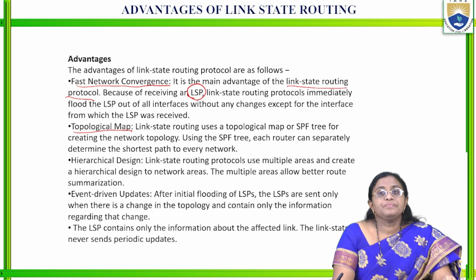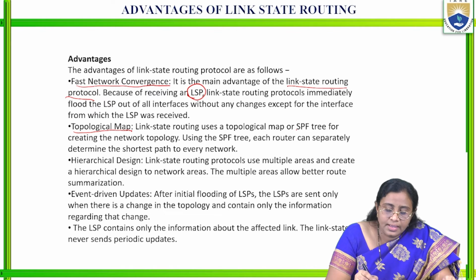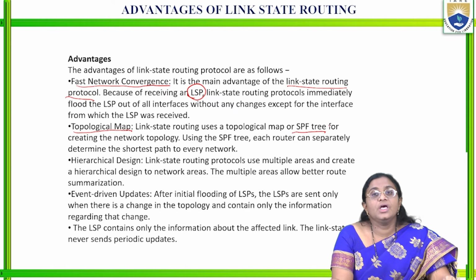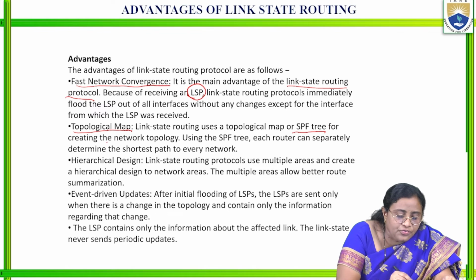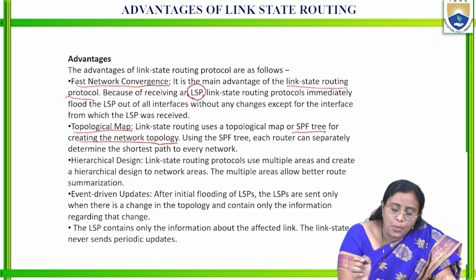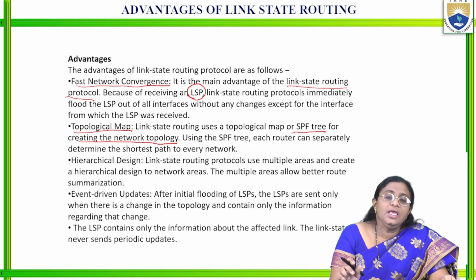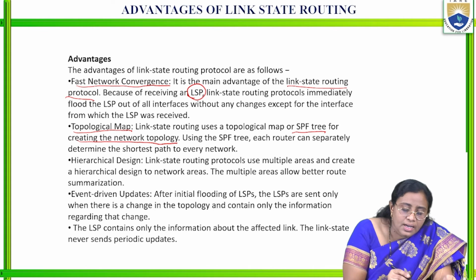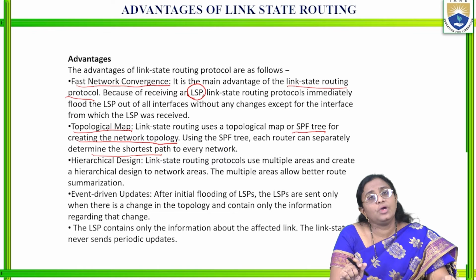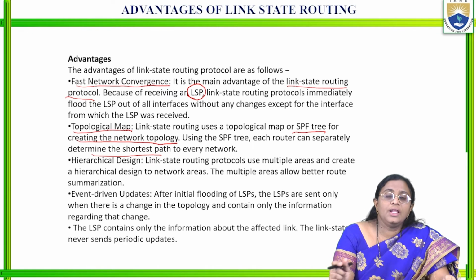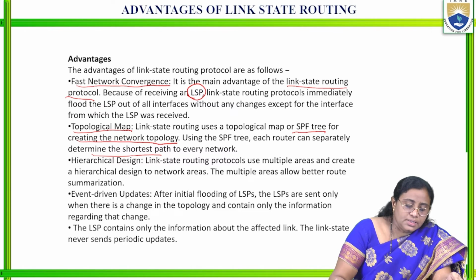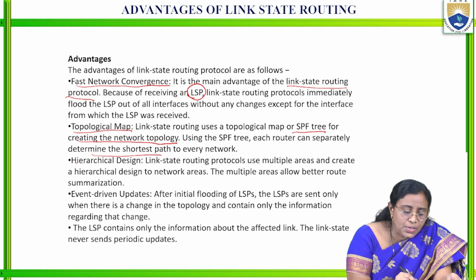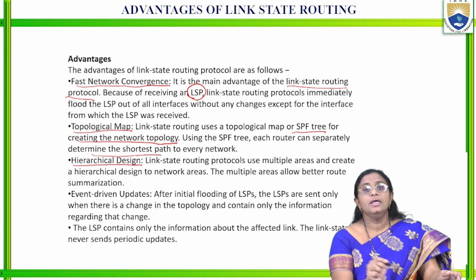The link state routing uses a topological map or SPF tree for creating the network topology. So using this SPF tree, each router can separately determine the shortest path to every network, from one node to another node, when a packet wants to travel from one node to another to reach its destination. The third advantage of a link state routing algorithm is hierarchical design.